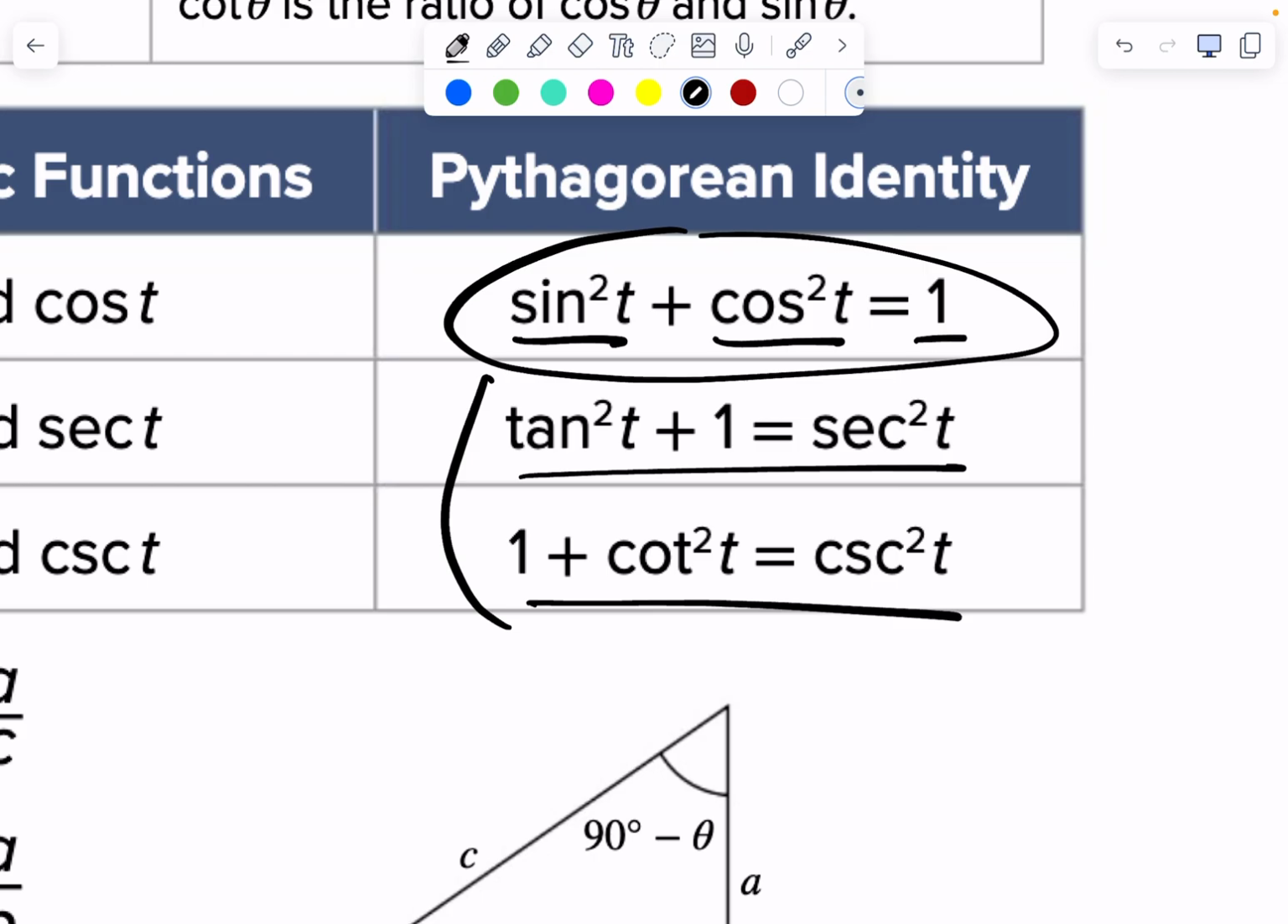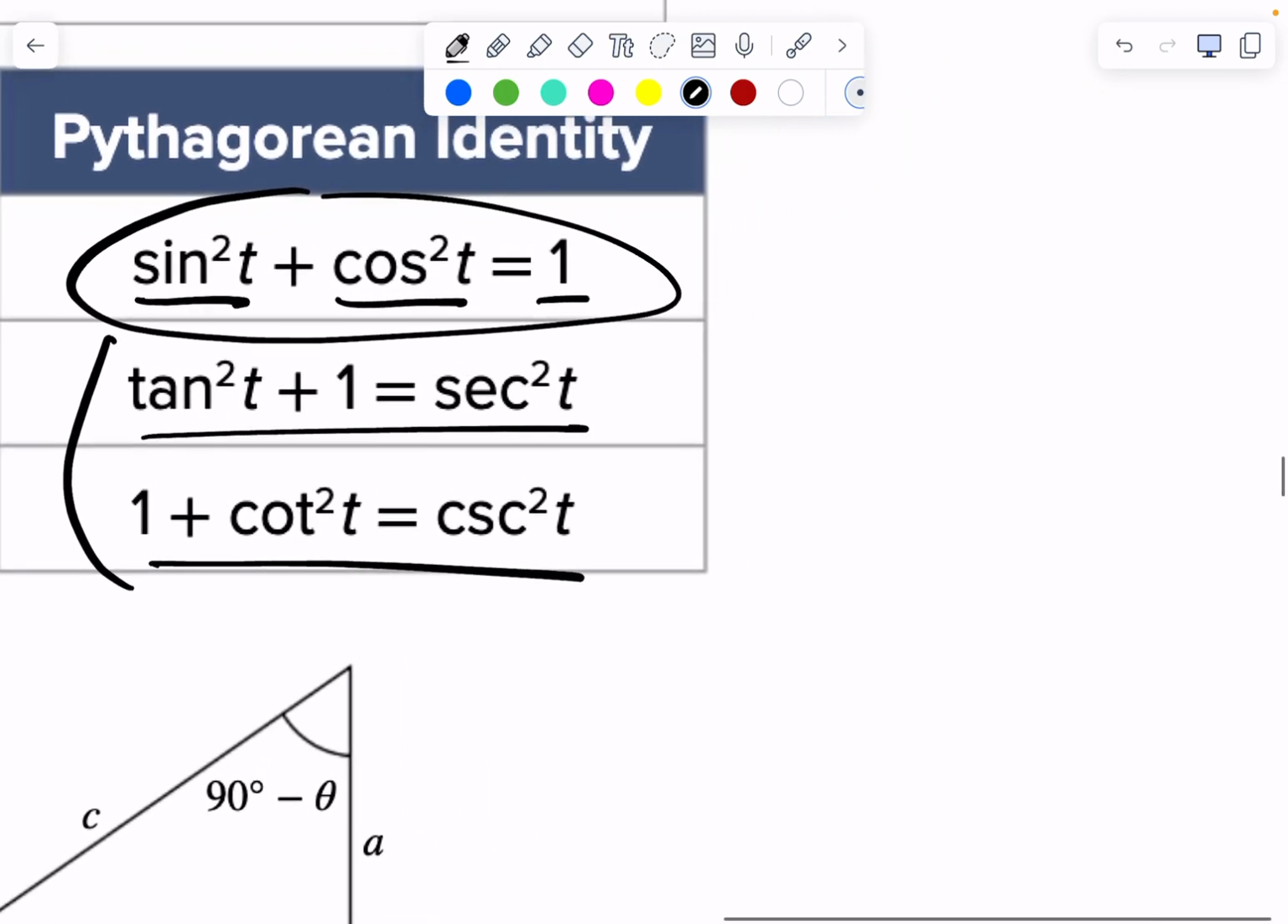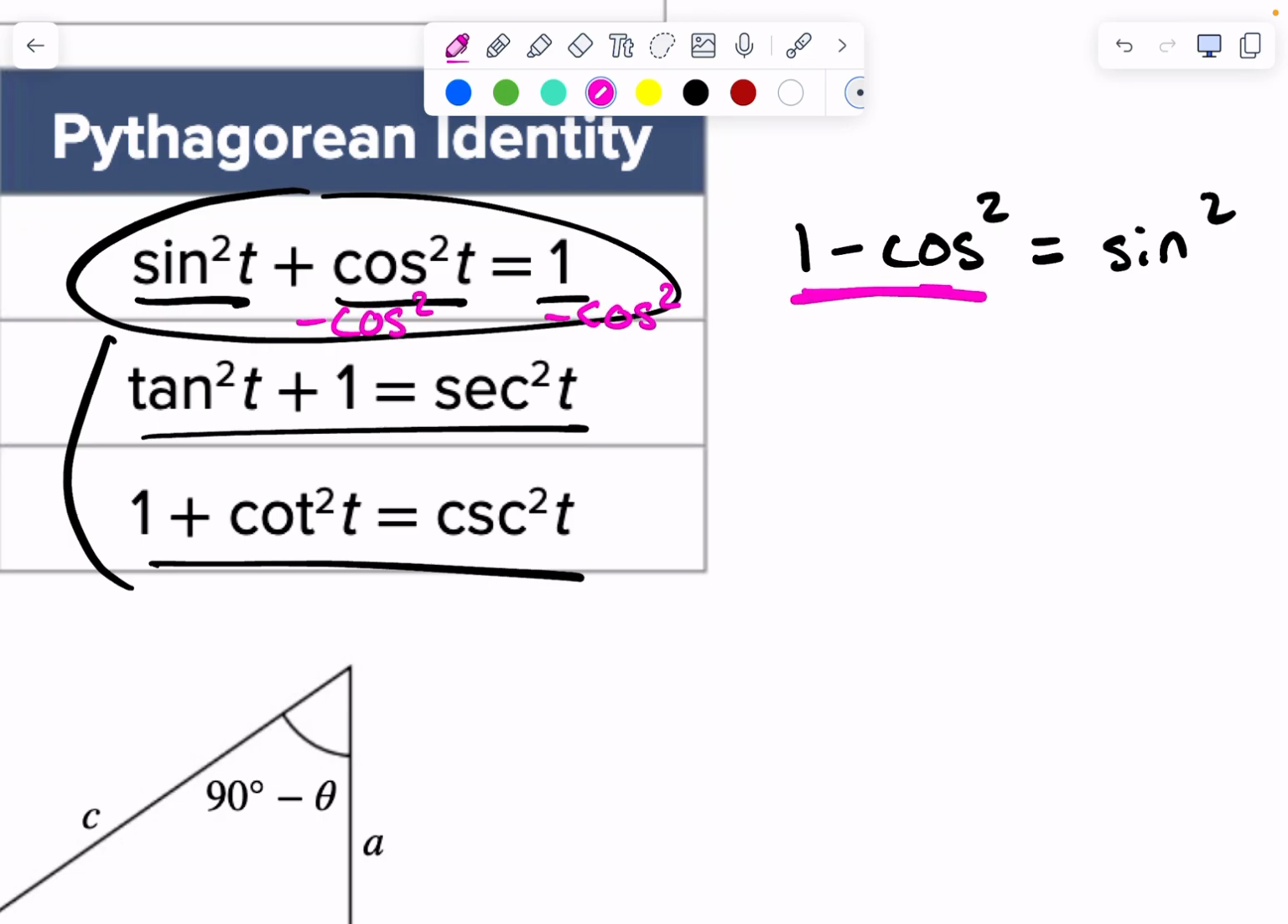Okay? Now, also, really quick, off to the side over here. Are you guys watching? Everybody watch. Sine squared plus cosine squared equals 1. Ready? What if they say 1 minus cosine squared? That equals sine squared. Like, I can move this stuff around, right? If I subtract cosine squared from both sides, I get 1 minus cosine squared, and that's equal to sine squared. Do you see how this works? So I can move that stuff around.